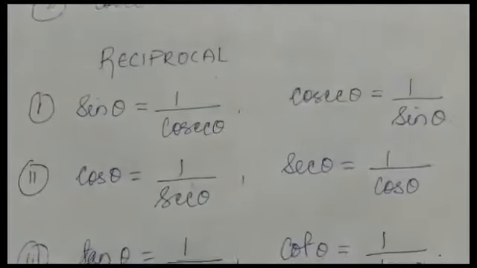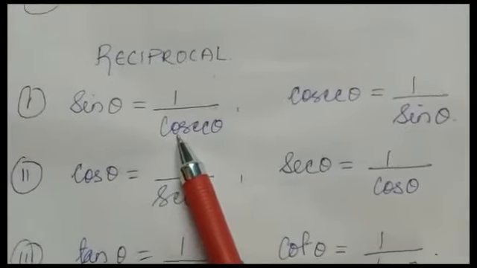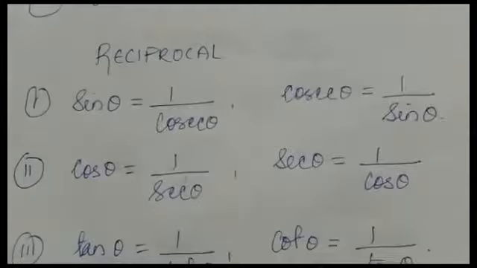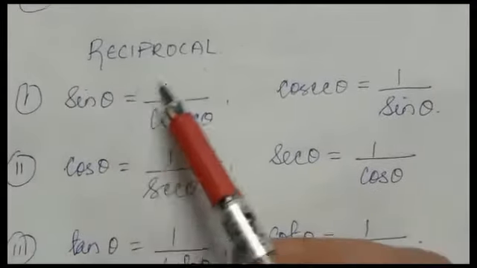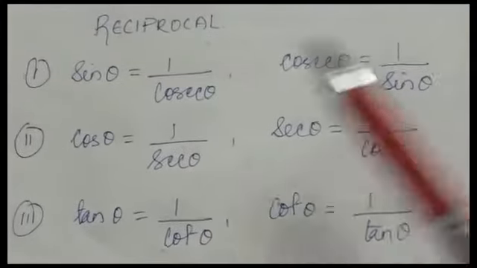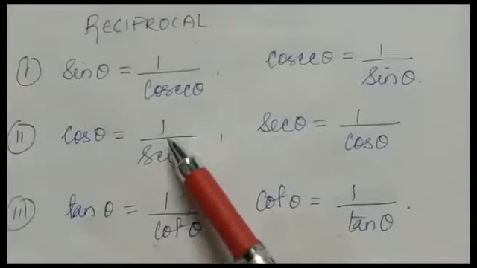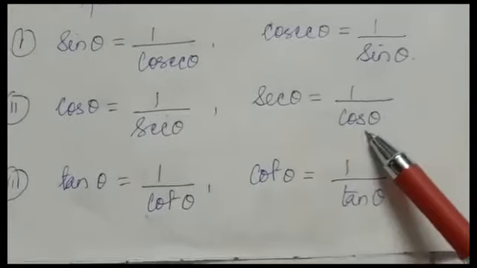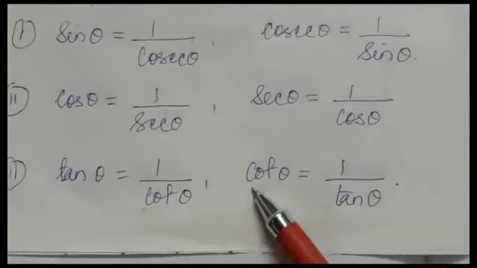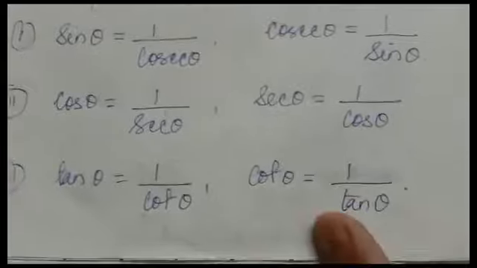Next is the reciprocal relation. I have already told in the first chapter that sine and cosec are reciprocal. Cosec is the reciprocal of sine and sine is the reciprocal of cosec. So sine theta means 1 by cosec theta and cosec theta means 1 by sine theta. Next, cos and sec are reciprocal. Cos is 1 by sec and sec is 1 by cos. Number 3, tan theta is 1 by cot theta and cot theta is 1 by tan theta. So tan and cot are reciprocal.